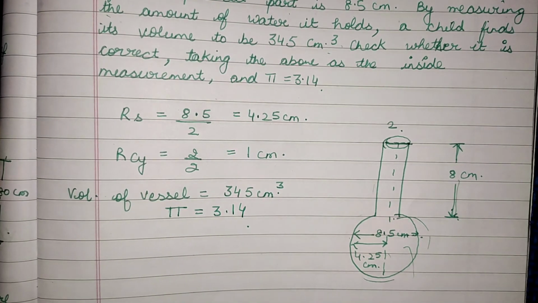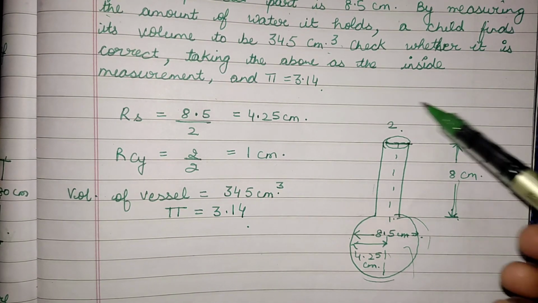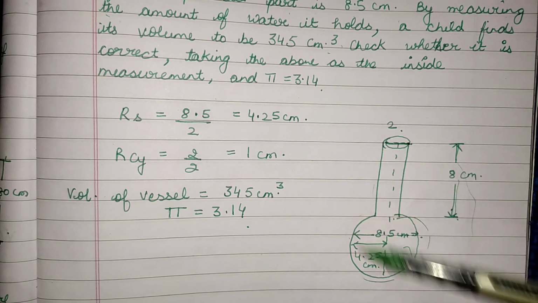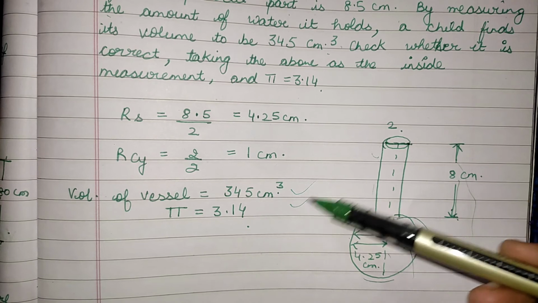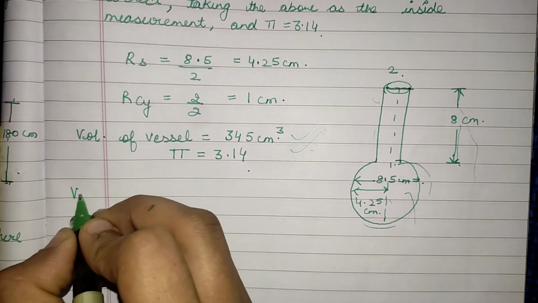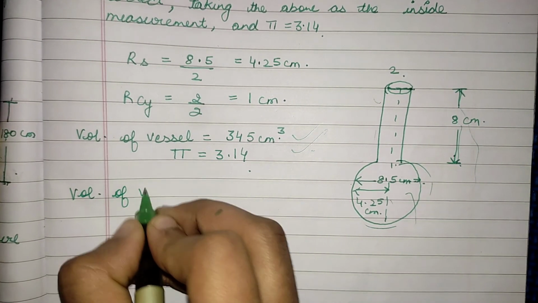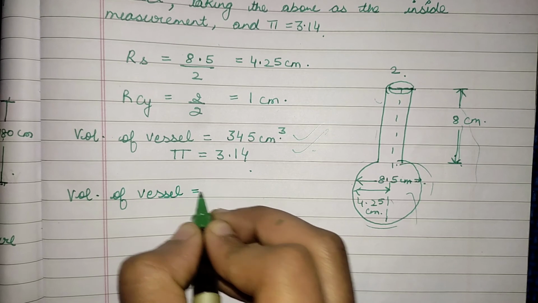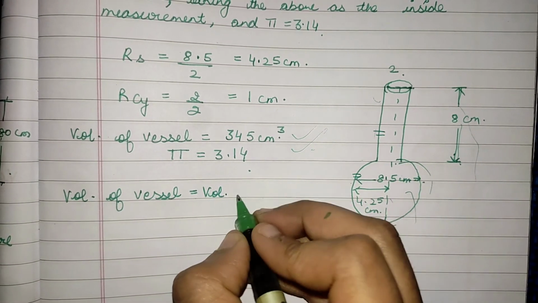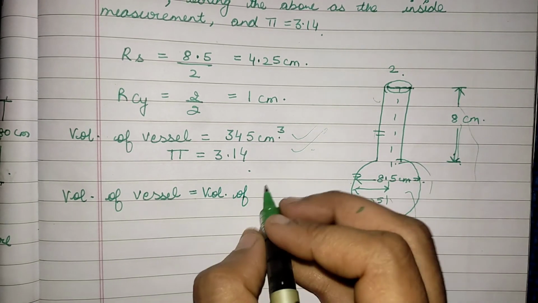3.14. Now we have to tell whether the observation of the child, that the volume of this complete vessel is 345 centimeter cube, is correct or not. So how can we do that? We will find out the volume of the vessel by ourselves by using our formulas. So how to find it? See, again, two figures are there. How will we get the volume of this complete vessel?